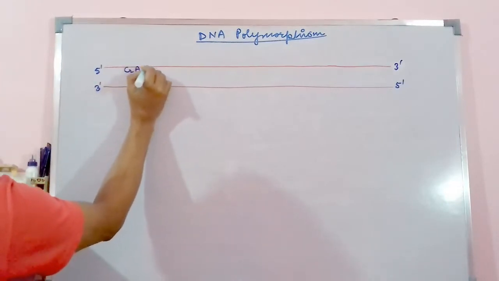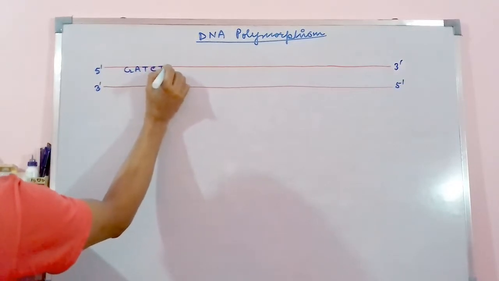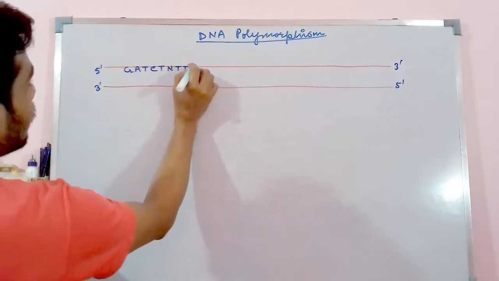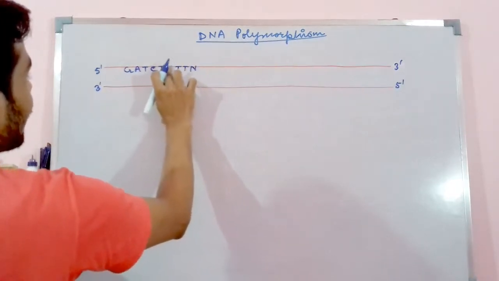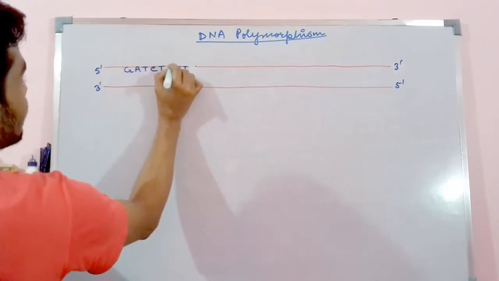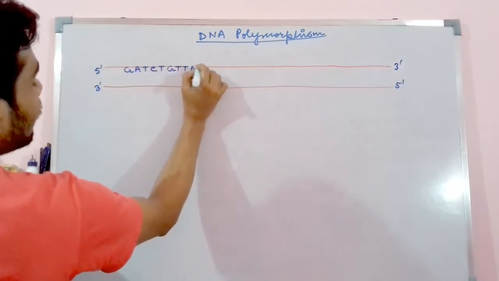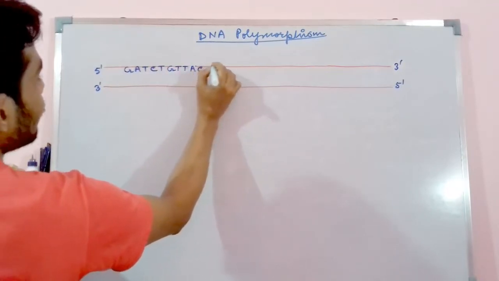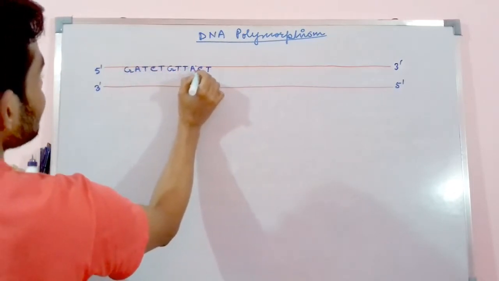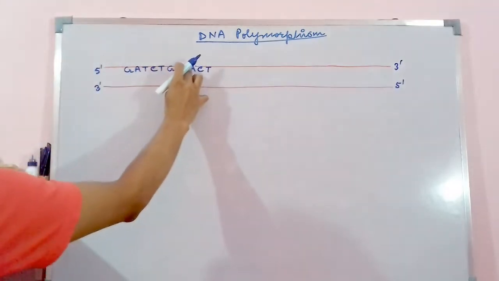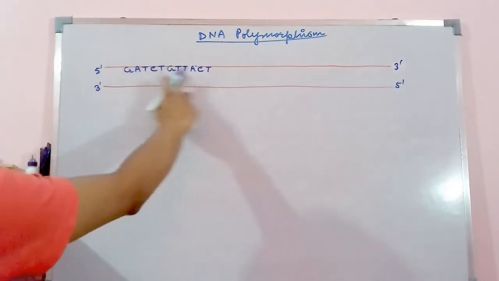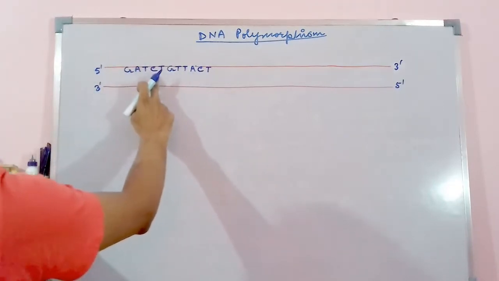Suppose G, A, T, C, T... sorry, let me write all the nucleotides only. G, A, T, C, G, T, T, A, C, T, again. 1, 2, 3, 4, 5, 6, 7, 8, 9, 10, 11. Suppose let this be a DNA nucleotide sequence: guanine, adenine, thymine, cytosine, and so on up to the thymine.